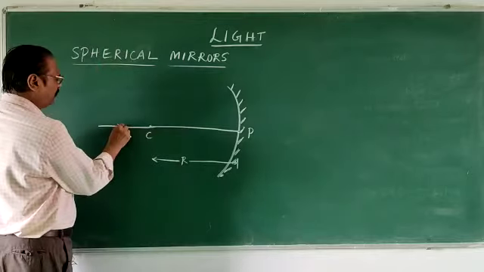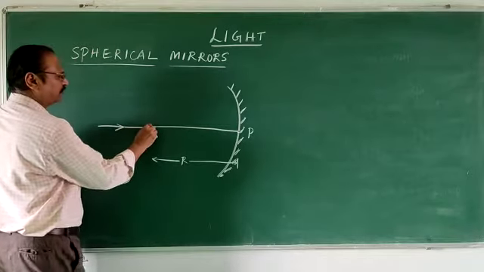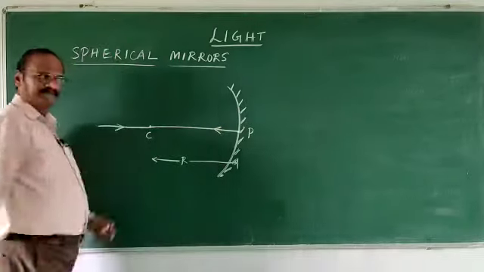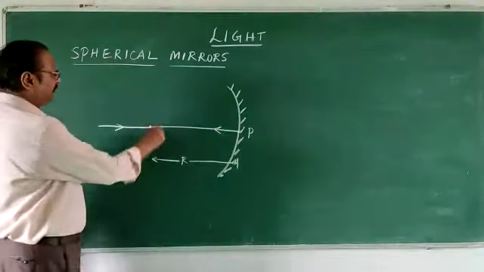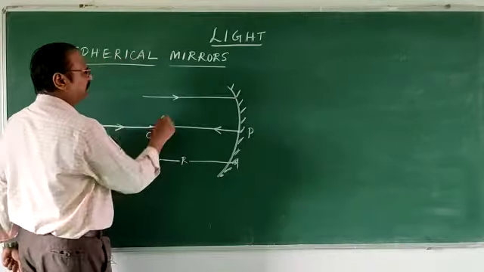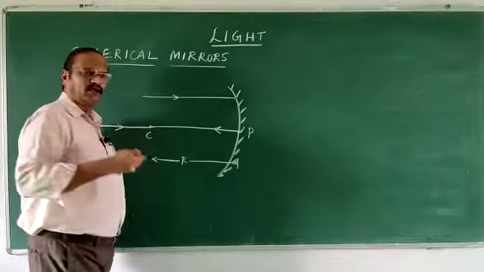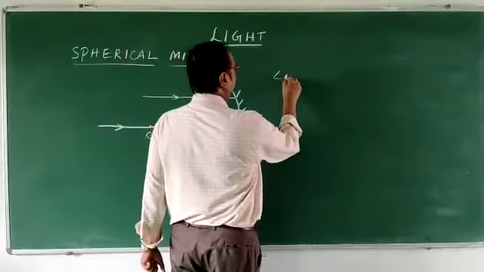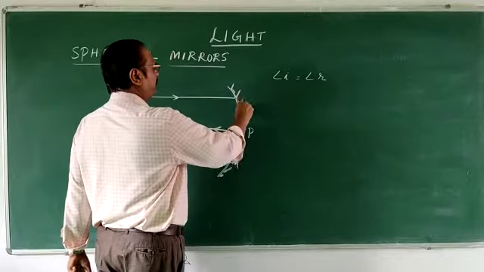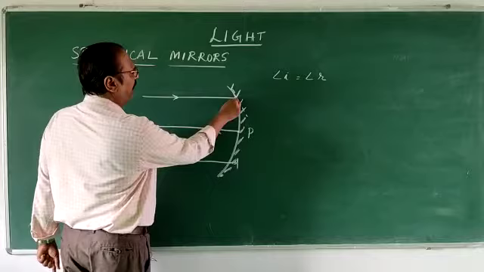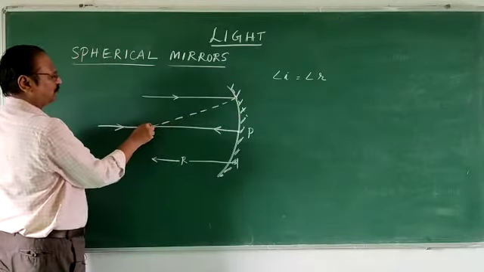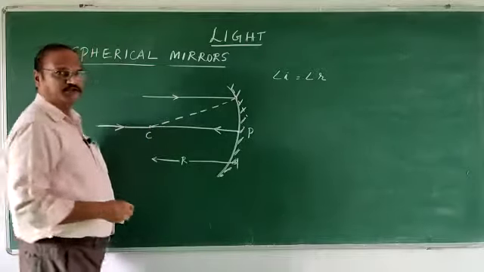So a ray which is passing through the center of curvature and striking at the pole will rebound back in the same line. Now if I take a ray of light parallel to the principal axis, what will happen? This ray will obey the law of reflection: angle of incidence is equal to angle of reflection. I imagine a plane mirror here and draw a normal. The normal is nothing but the radius which is going to touch the center of curvature.